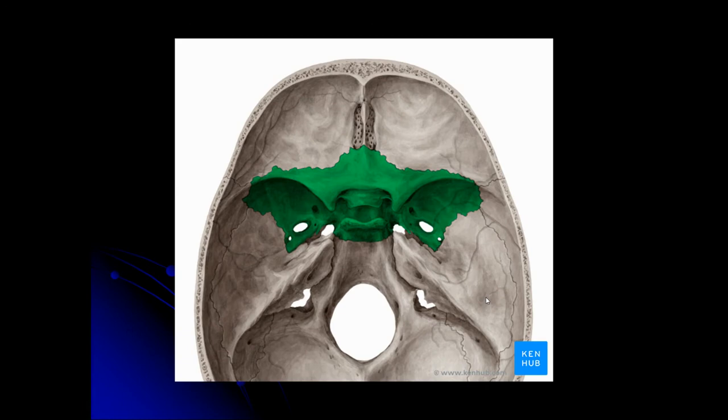So when we look at this bone, this looks like this. This is a superior view, and we're looking down into the skull. And so this is a separation between the anterior cranial fossa and the 2 middle cranial fossae.